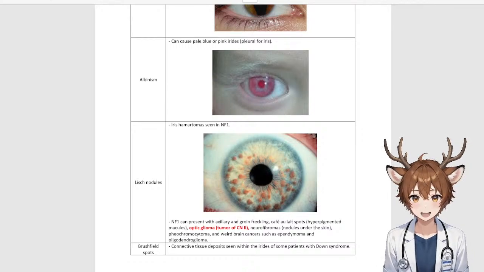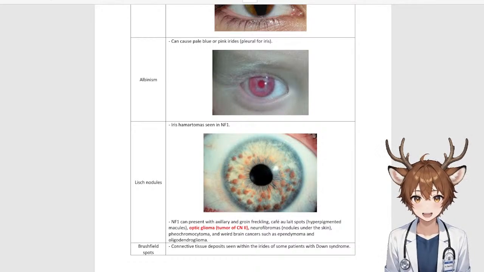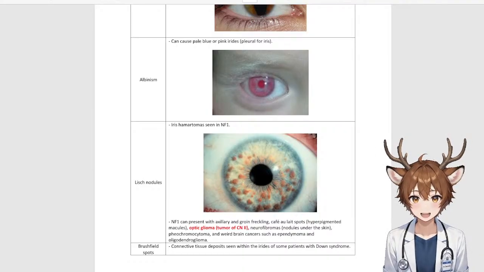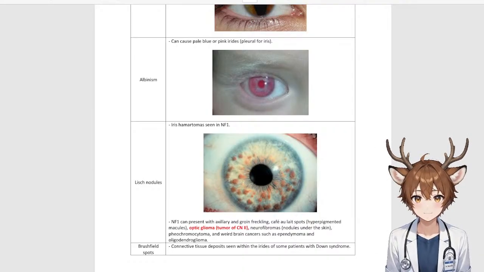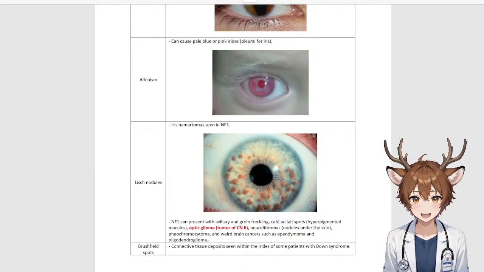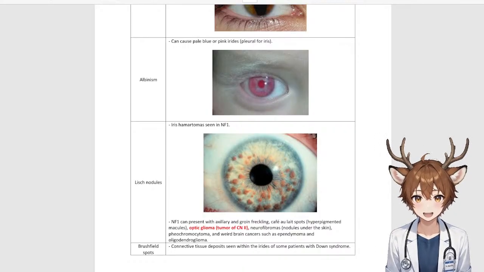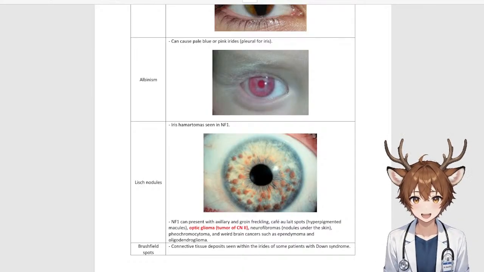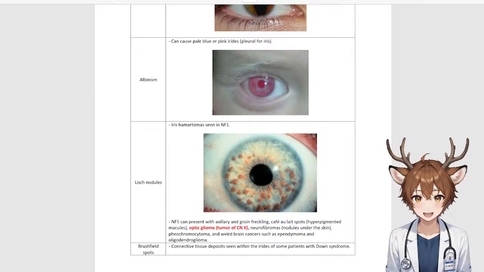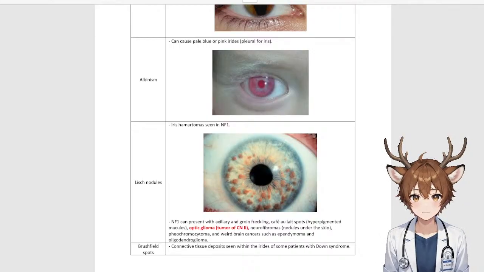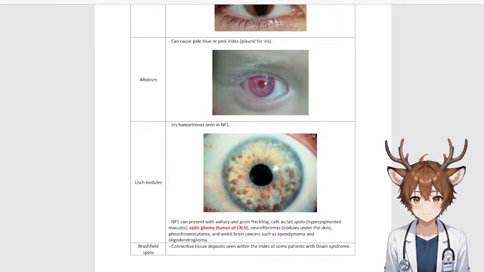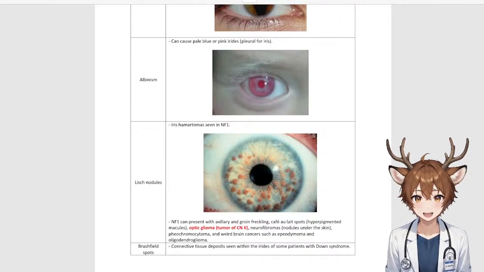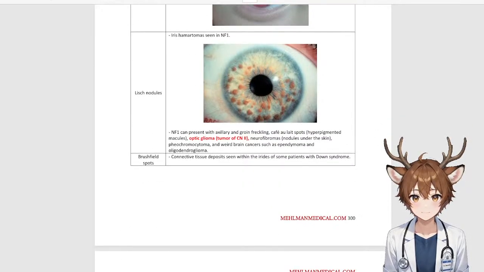Okay. Lisch nodules. Iris hamartomas seen in NF1. NF1 can present with axillary and groin freckling, café au lait spots, hyperpigmented macules, optic gliomas, tumor of cranial nerve 2, neurofibromas, nodules under the skin, pheochromocytoma, and weird brain cancers such as ependymoma and oligodendroglioma. Well, that does not sound fun, but that is an interesting presentation. The iris hamartoma seen in NF1 right here.